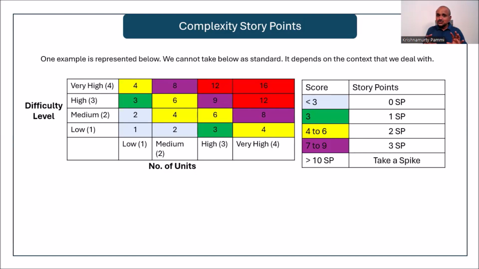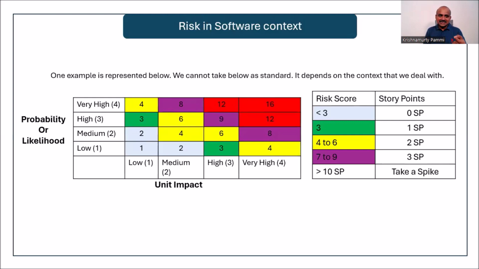And there needs to be a genuine reason for claiming certain story points for complexity. Similarly for risk, the number of units you are impacting and the probability that you are going to impact. So the probability may be high, medium, and low kind of a thing. This is how you have to think about it.